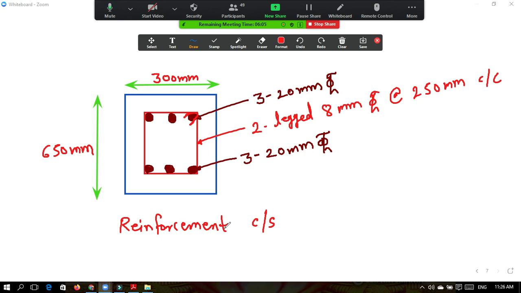So in that case you should do the design for the maximum span. Whichever span is maximum, that span you need to consider for the design, and you provide the same design for the other spans. If you design it for the 6 meter span, then it will automatically be safe for the 5 meter span. Like this way you have to do the design.